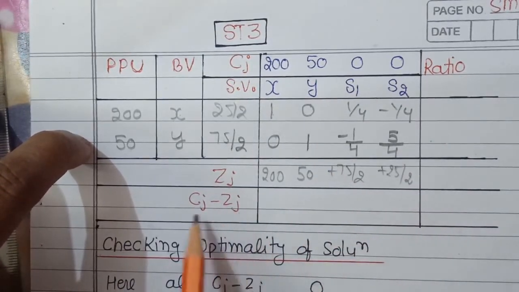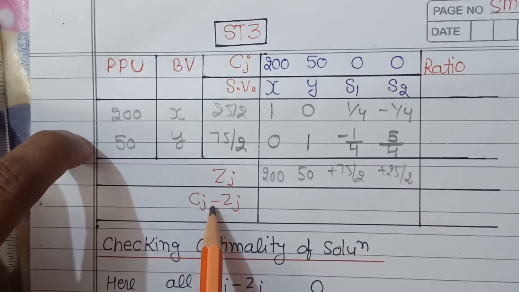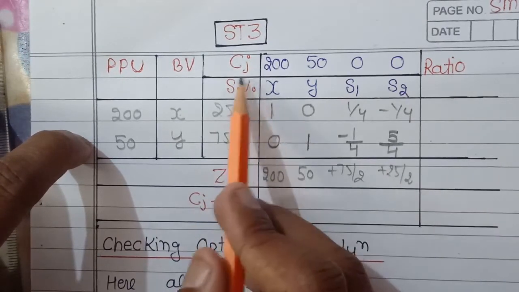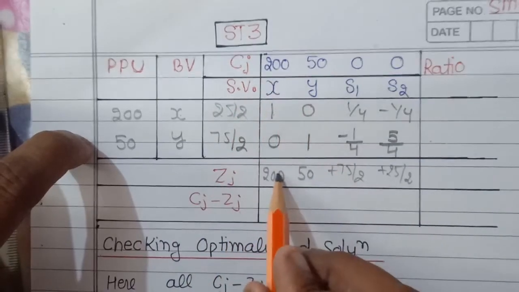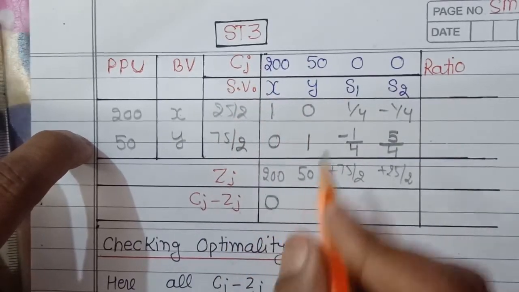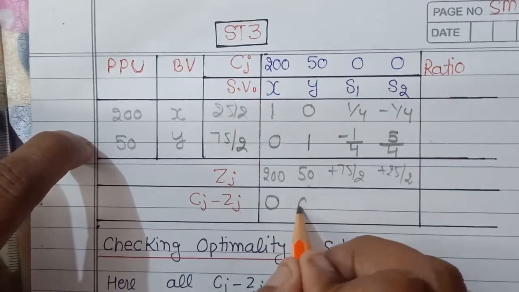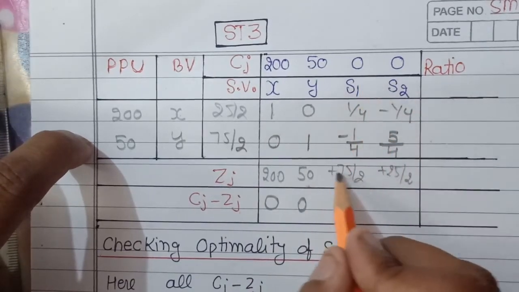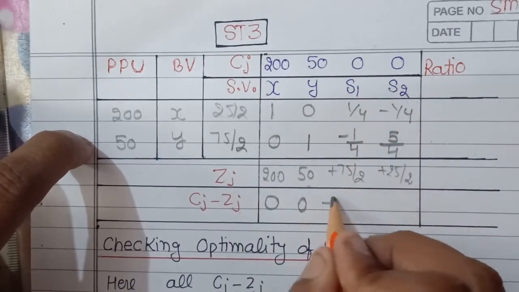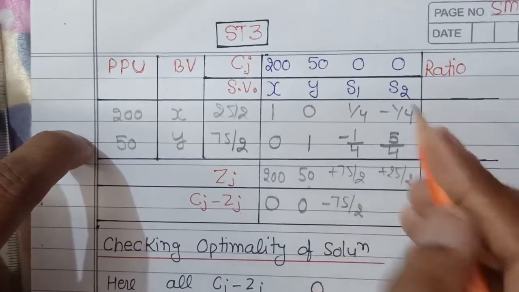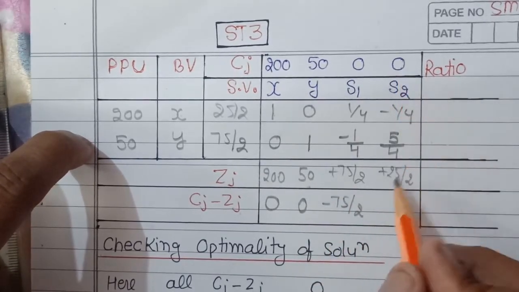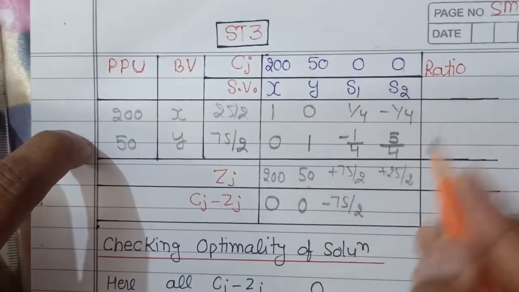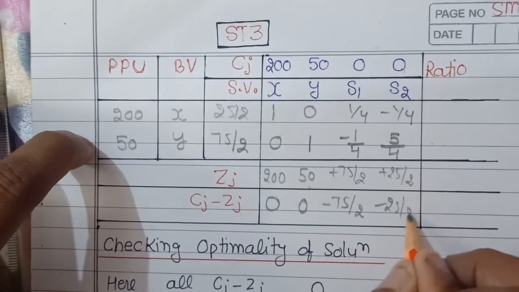Now we have to subtract this Zj from this Cj. So 200 minus 200, the value will be 0. 50 minus 50, the value will be 0. 0 minus 75 by 2, the value will be minus 75 by 2, and if you subtract this 25 by 2 from this 0, the value will be minus 25 by 2.